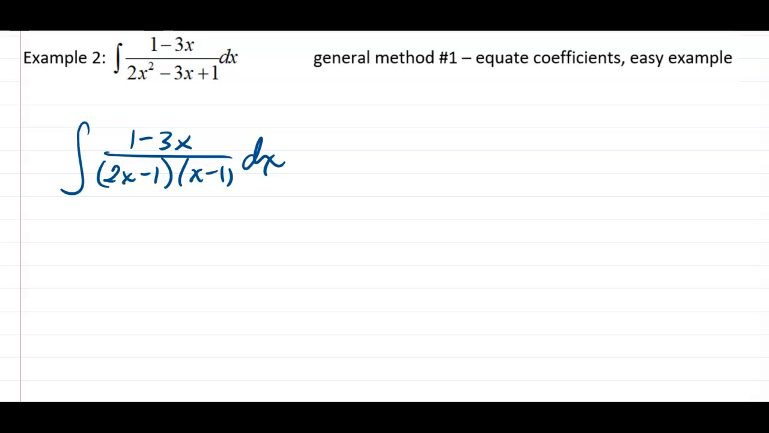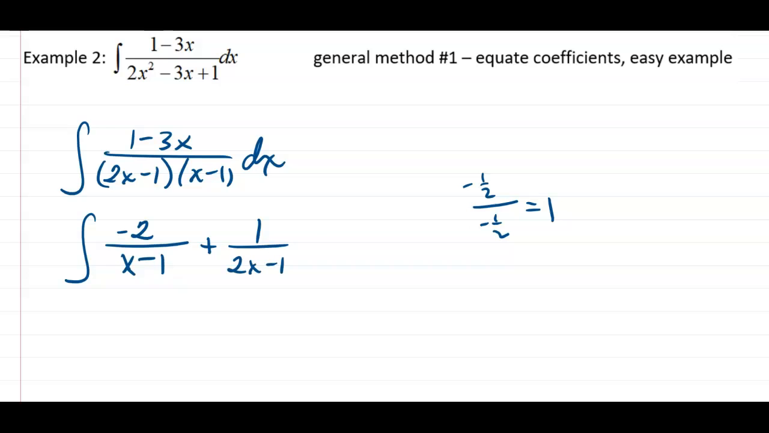If we let x be 1 and we cover up x minus 1, we'll get 1 minus 3 in the numerator, which is negative 2. And the denominator will be 1, and so that will give us a negative 2 over an x minus 1. And then if we let x be 1/2, the 2x minus 1 gets covered up, and so we'll get 1 minus 3/2, which is negative 1/2. I'll just write that down over here for a moment. And then x minus 1 will also be negative 1/2, and that's 1. And so we're going to get plus 1 over 2x minus 1.